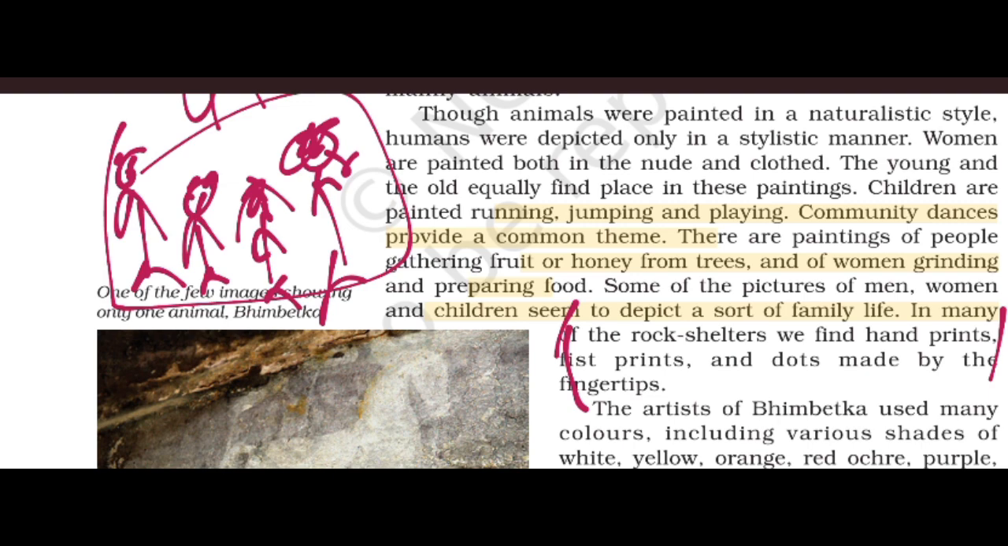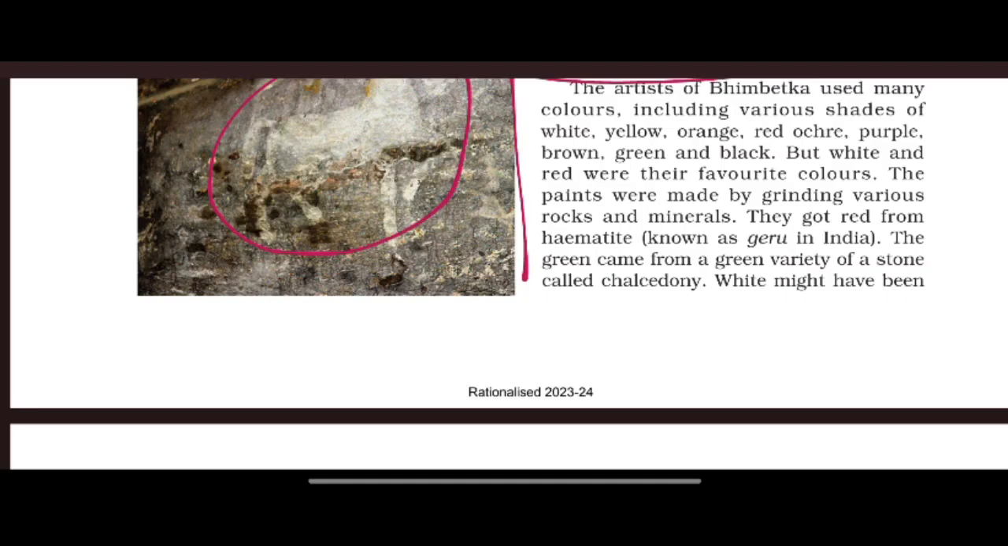Okay, moving forward. The artists of Bhimbetka used many colors, including various shades of white, yellow, orange, red, ochre, purple, brown, green and black. But white and red were their favorite colors. You need to remember these two names, white and red, which were their favorite colors.